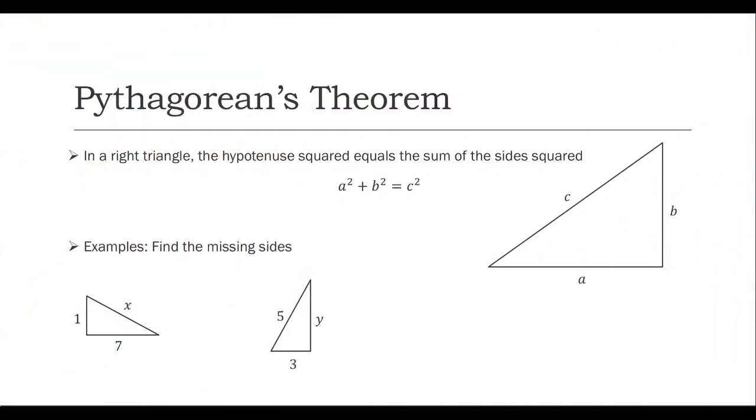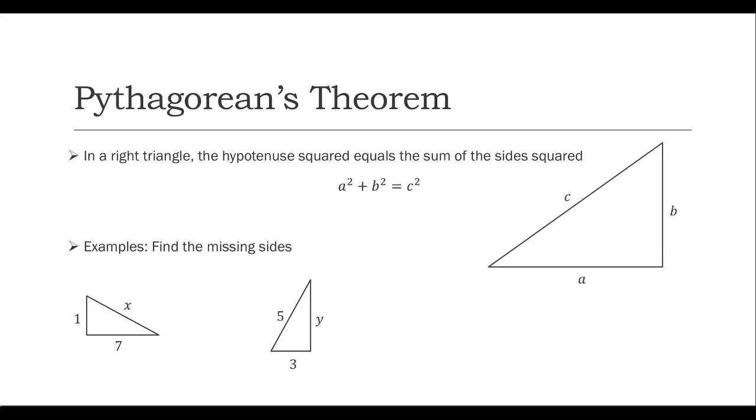Pythagorean's theorem is that in a right triangle, the hypotenuse squared equals the sum of the sides squared. It's often written as a squared plus b squared equals c squared. So we have two examples here where we're asked to find the missing sides.